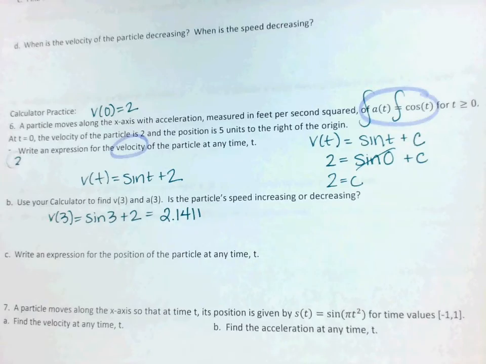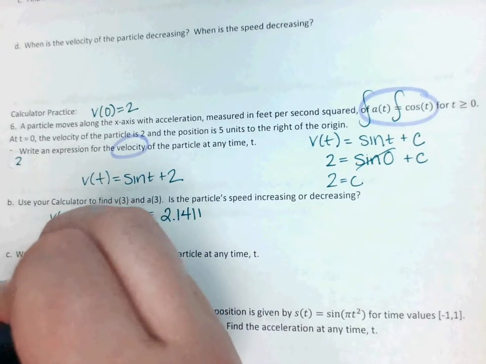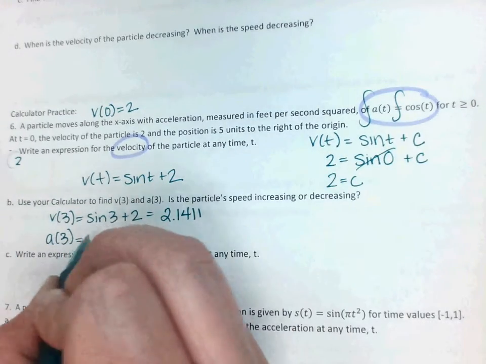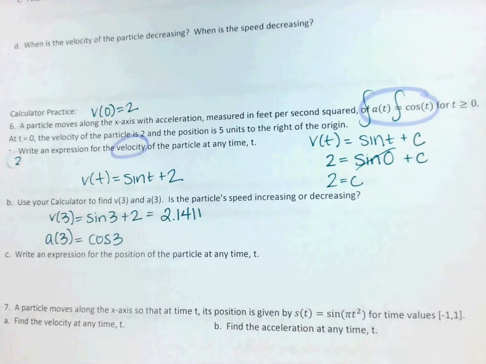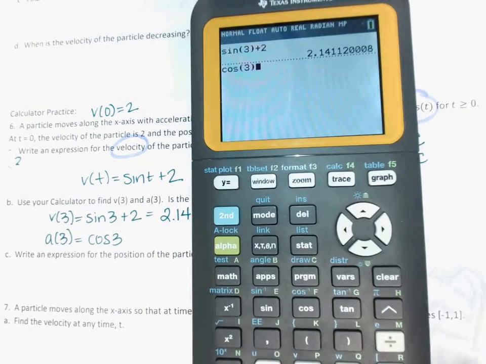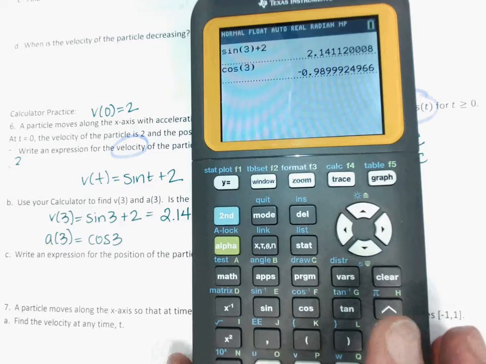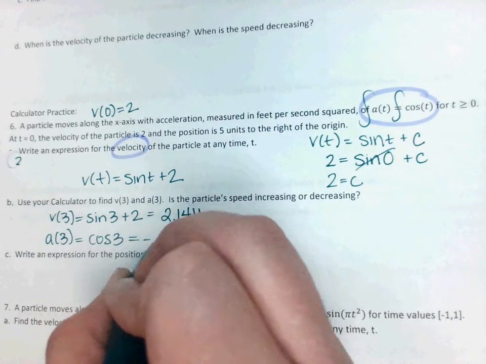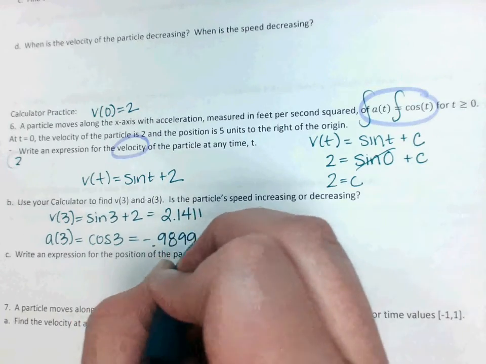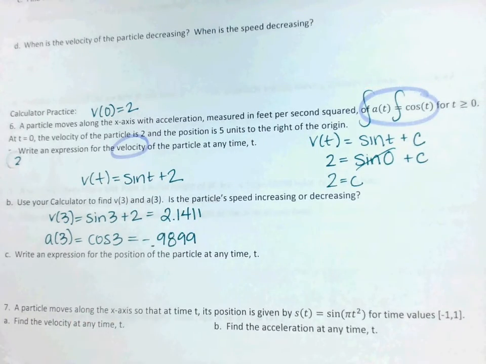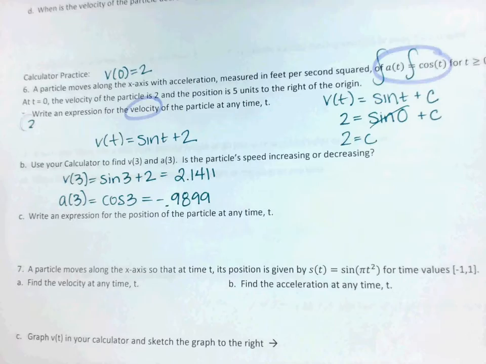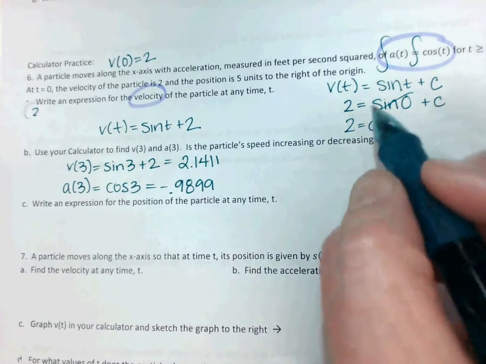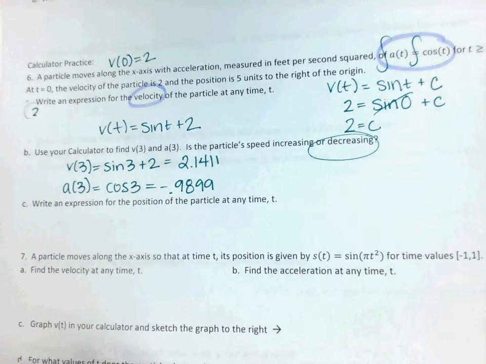Okay, next I want acceleration at 3. That means I'm plugging into this, cosine t. So I want the cosine of 3. Can't do that with the unit circle, but you can do it with your calculator. Negative 0.9899. Okay, then it asks, is the speed increasing or decreasing? Well, velocity came out positive, acceleration came out negative, so we know that it's decreasing.